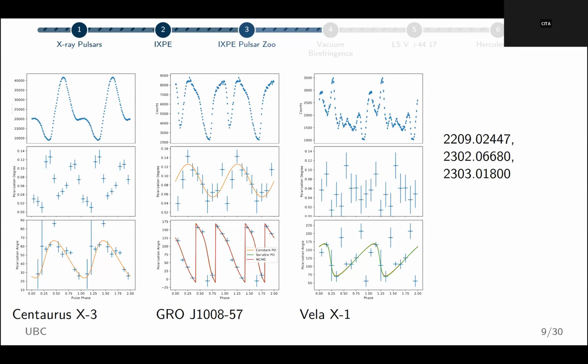Okay. And if you want to learn more, those are the numbers of these three papers. There's going to be more. Of course, it's a zoo.